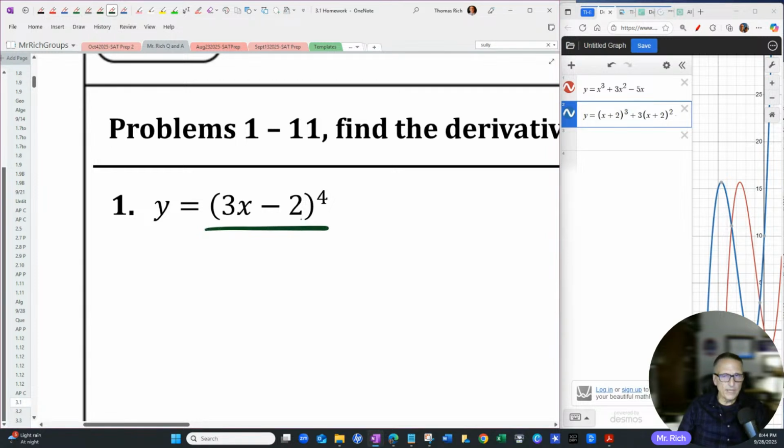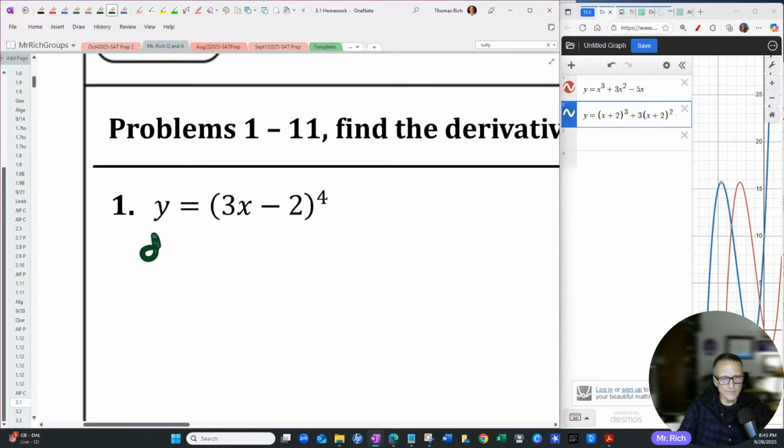Now, we could do that. We could do it pretty easily using Pascal's triangle and binomial theorem, but we don't want to do that. How often do we use the binomial theorem and Pascal's triangle? Not very often. But if I were to take the derivative without the chain rule, I would have to do that first.